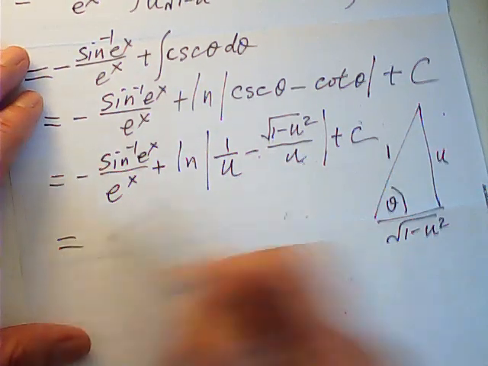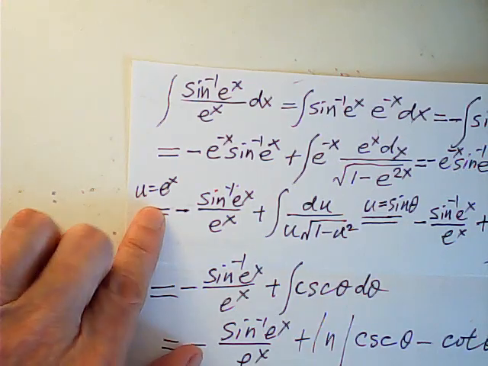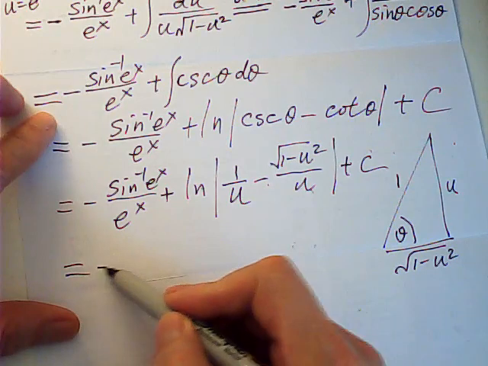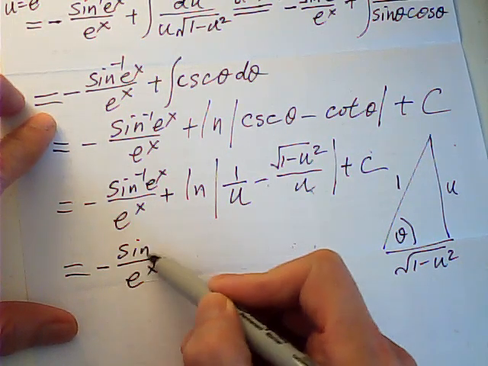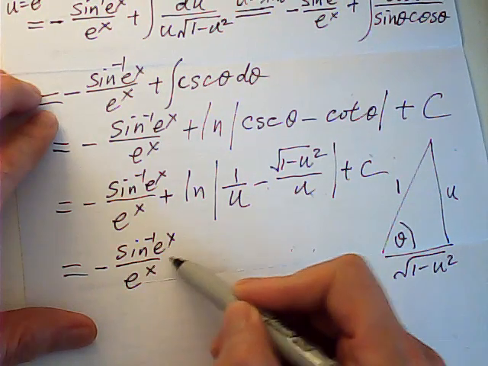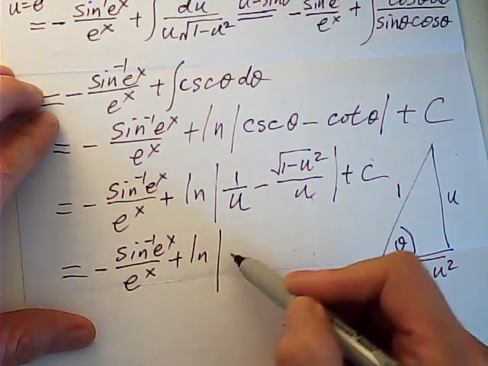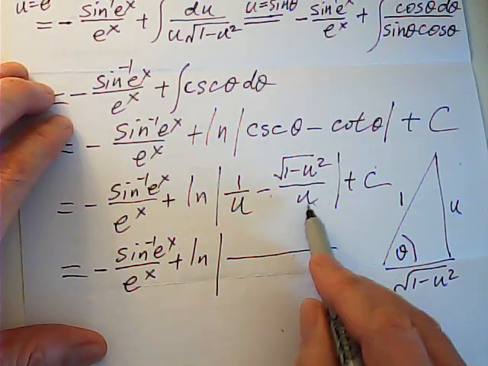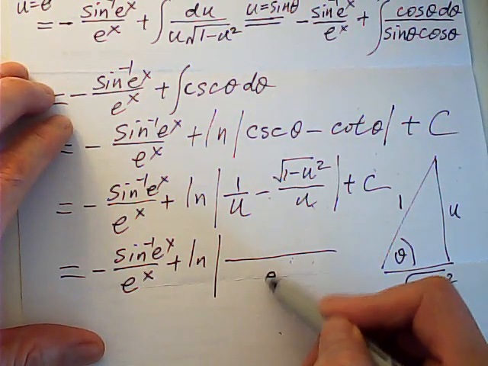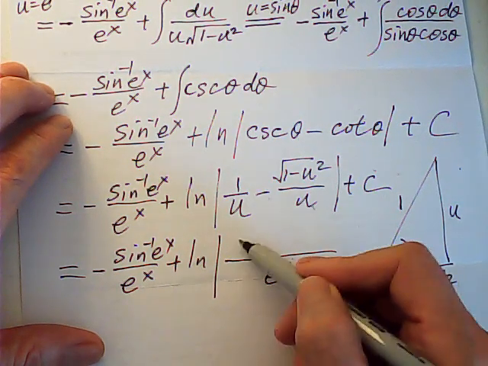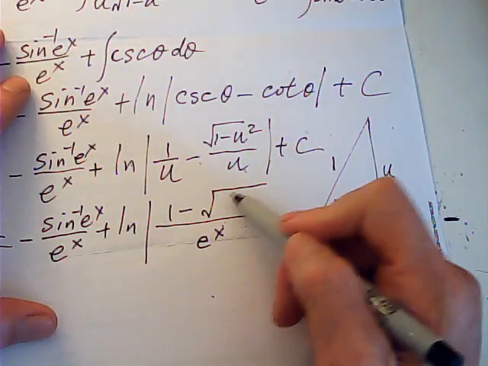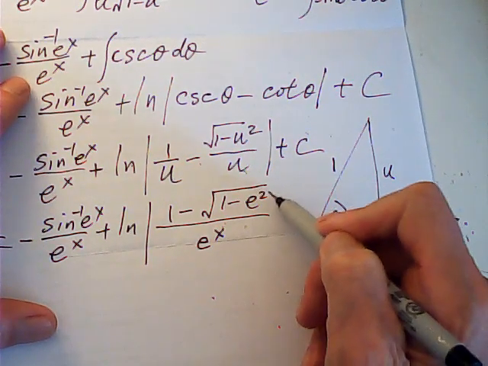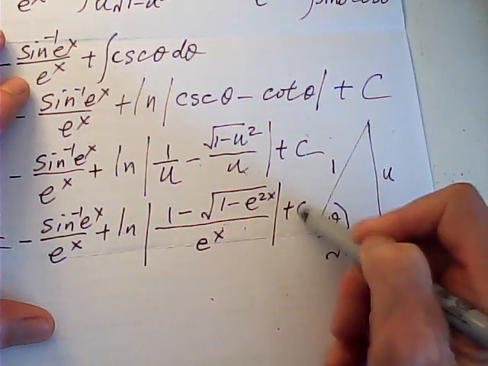Then we replace u back, u is e to the x. So finally I get this: e to the x plus natural log of 1 over, this is a u, right? The u is e to the x, and this is 1 minus square root 1 minus e to the 2x plus c.